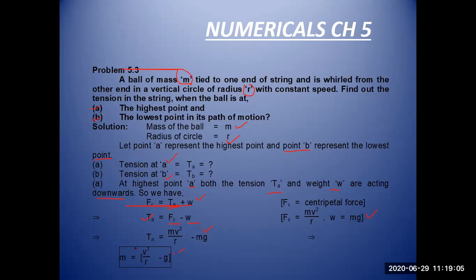So if you look at this, TA is equal to m times v² over r minus g. So this is the value of the tension at A.